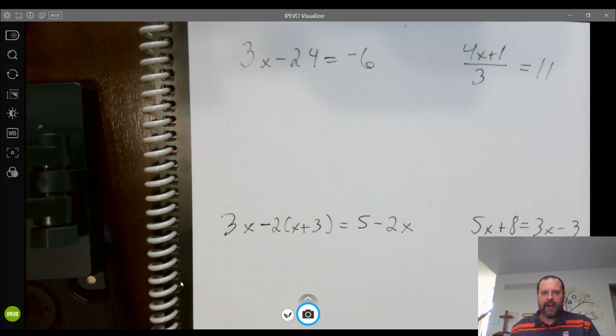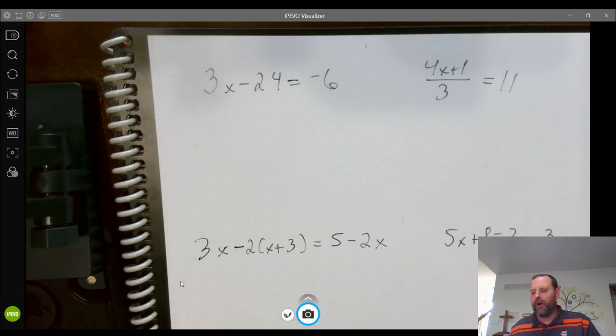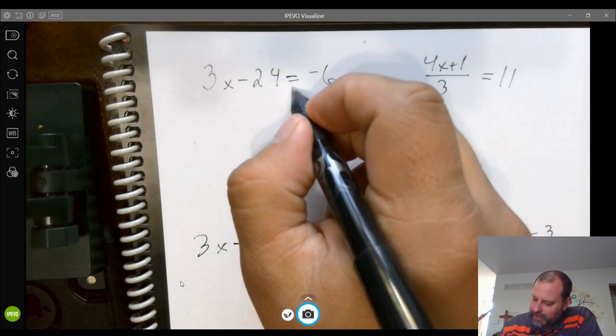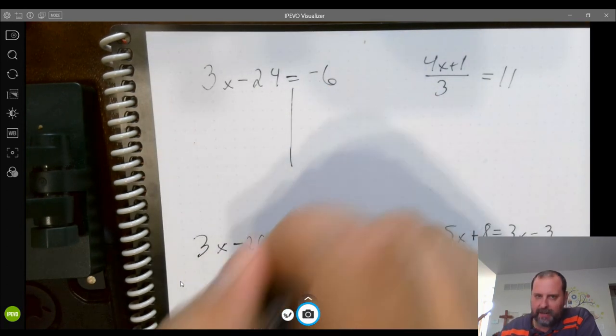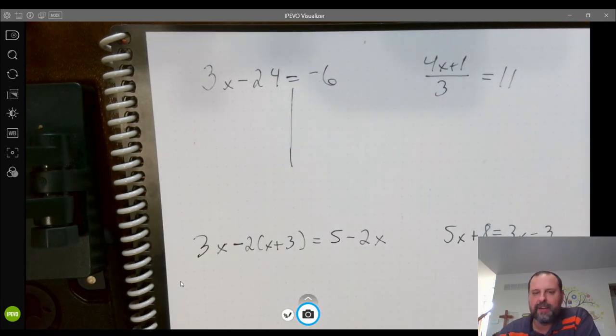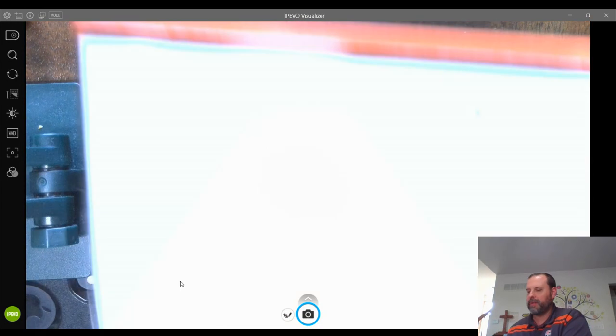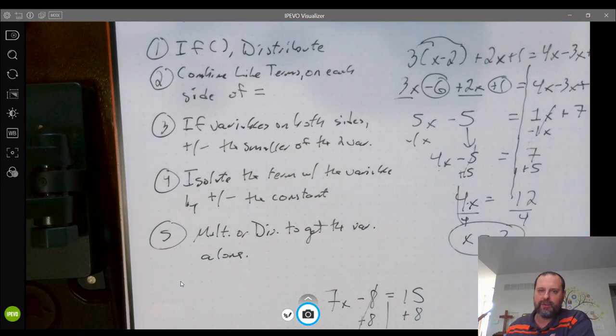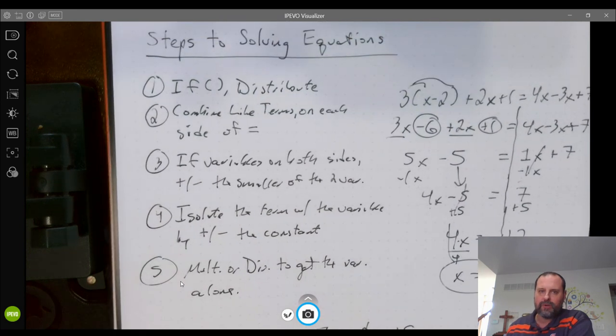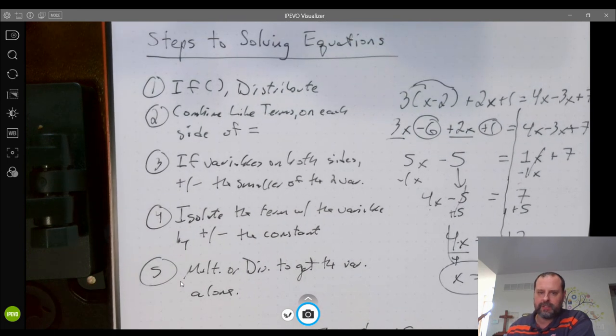So I'm just going to go through with these and talk through the steps. And again, don't be afraid to pause and write down additional things that I say. With each of these, with our equal sign, I'm going to draw that line down there to separate one side from the next. Now, I still have up here, and hopefully you have near you in your notes, those steps to solving equations.